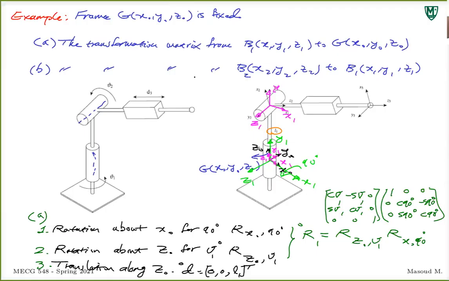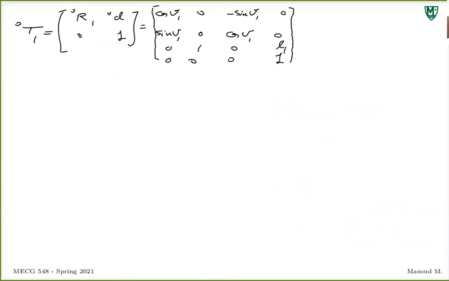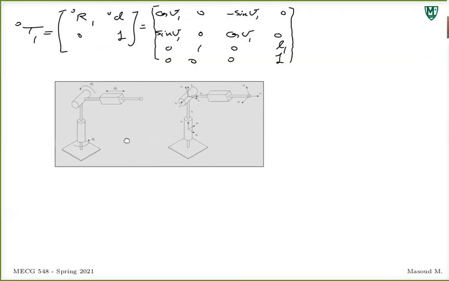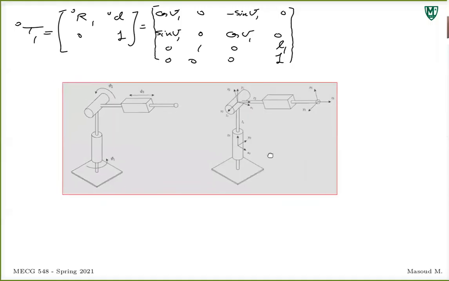Let's look at part B, transformation matrix from B2 to B1. This is something that you have to keep practicing until you get comfortable with. So right now, let me keep this here in case you need the notes. I'll bring the picture here and we do it again on this. So we're doing part B.